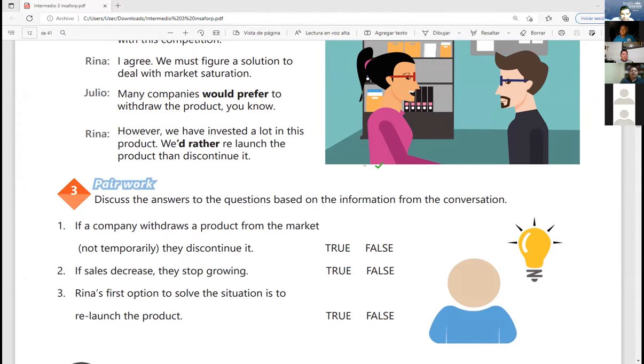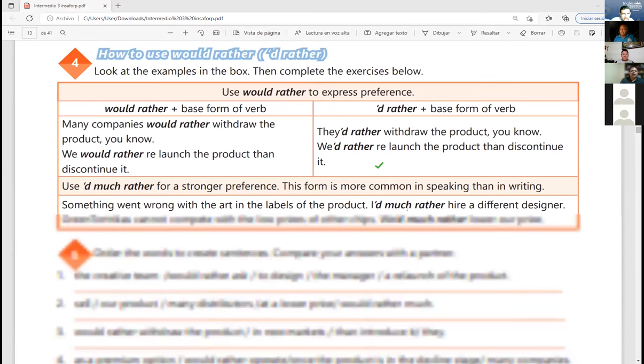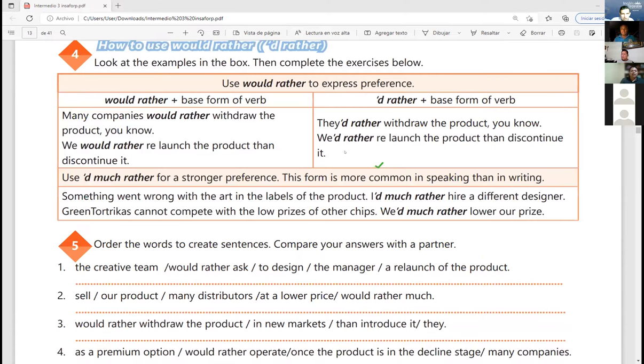Okay. Now, let's go over the use of would rather. It says, would rather plus the base form of the verb. Many companies would rather withdraw the product, you know. Then we have, we would rather relaunch the product than discontinue it. Also we have the contractions: they'd rather withdraw the product, you know. We'd rather relaunch the product than discontinue it.